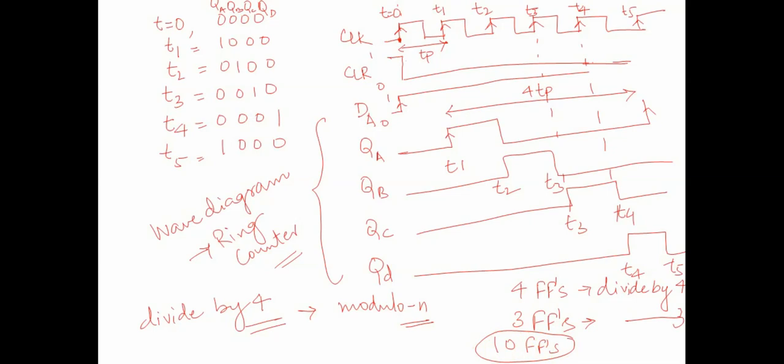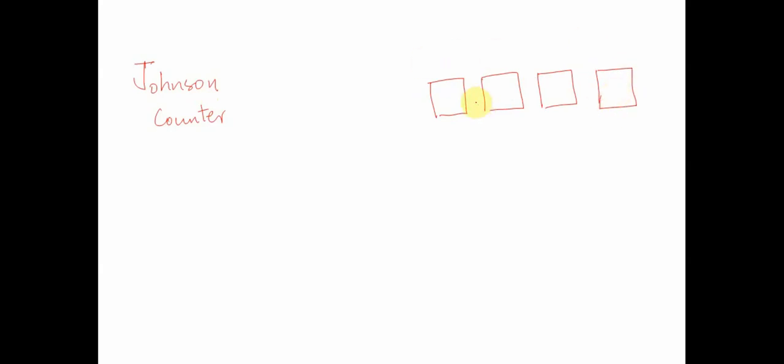Let's look at one more variation of this particular counter, and we will rename that counter as a Johnson counter. A Johnson counter is nothing but a variation of a ring counter, where we have, let's assume, a 4 flip-flop circuit, where instead of connecting Q, we connect Q bar to the input. Let's assume this is D, this is Q, D, Q, D, Q, D, Q.